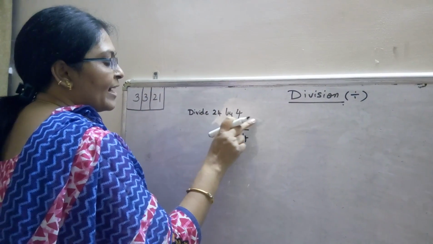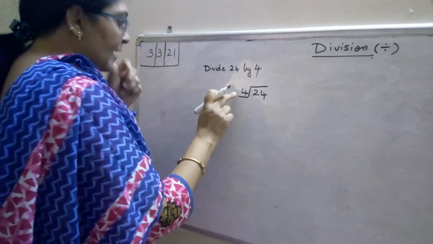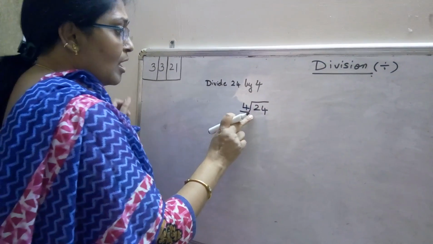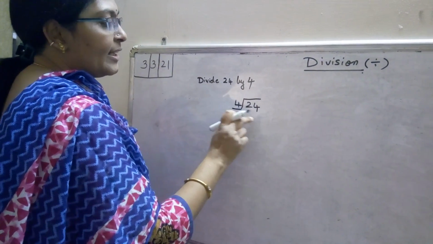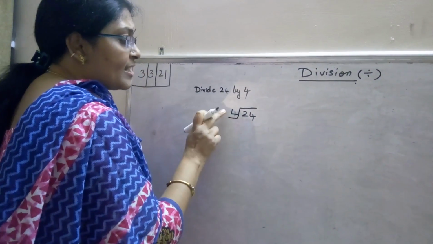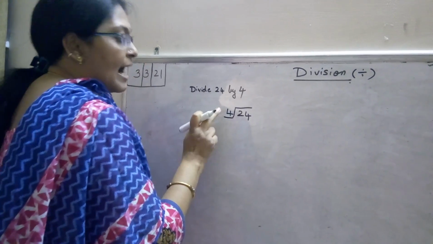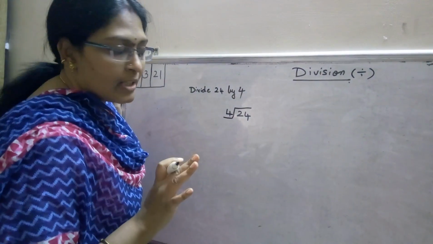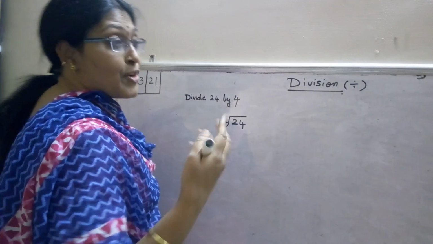Divide 24 by 4. So 24 you have to divide by 4. This is how you have to write it. What is this? As I have told you earlier, this is the dividend. What is this? This is the divisor. After division you will get the quotient. Today I will show you the remainder also.